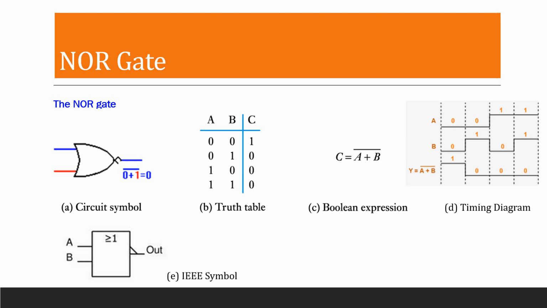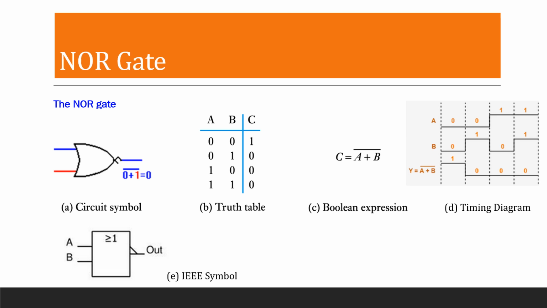Now let's look into the NOR gate. This NOR gate also has two or more input signals but only one output signal. The logic symbol of the NOR gate is shown here. We can see that it is an OR gate followed by a NOT gate. So the output of the OR gate is inverted or complemented. First we perform this 0 plus 1 and then we take its complement to get the output of the NOR gate.